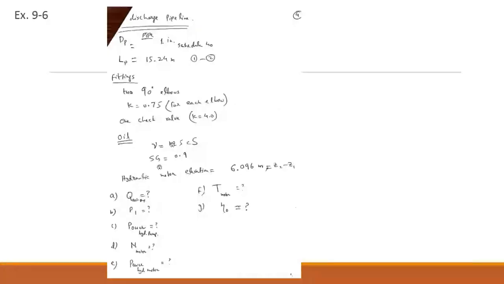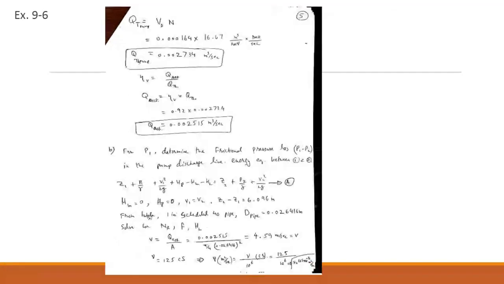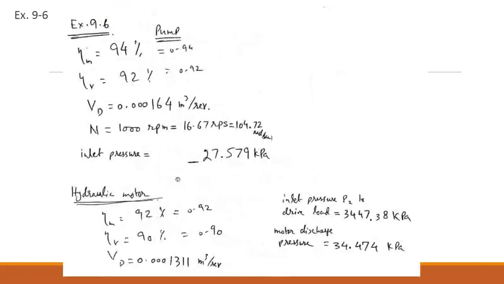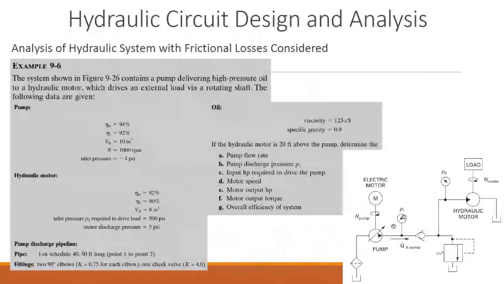So let's go for part B, which asks for the pressure at the outlet of the hydraulic pump. For that we have to use Bernoulli's theorem or the energy equation so that we can find the pressure P1 at this point. For P1, determine the frictional pressure loss, P1 minus P2, in the pump discharge line. Energy equation between stations 1 and 2.